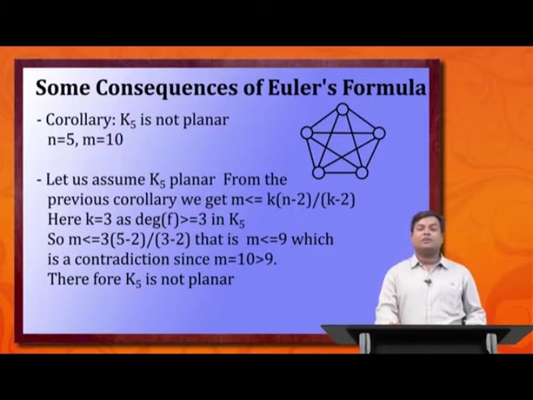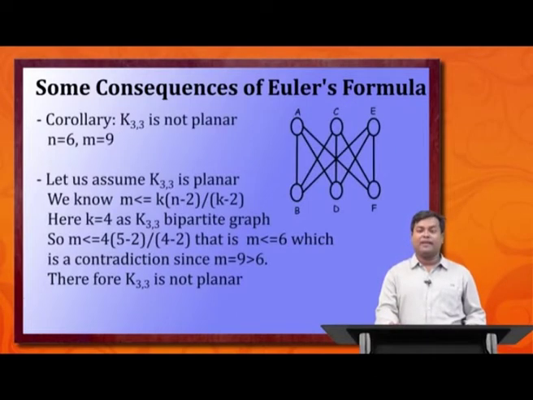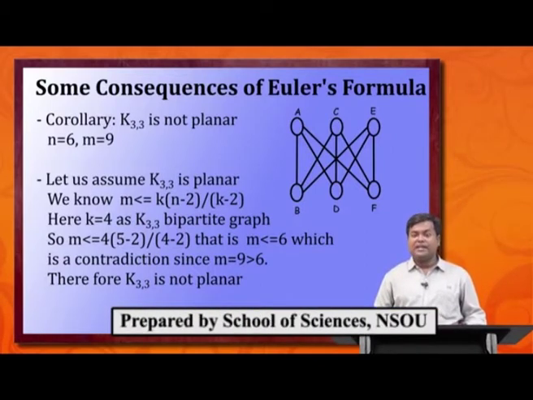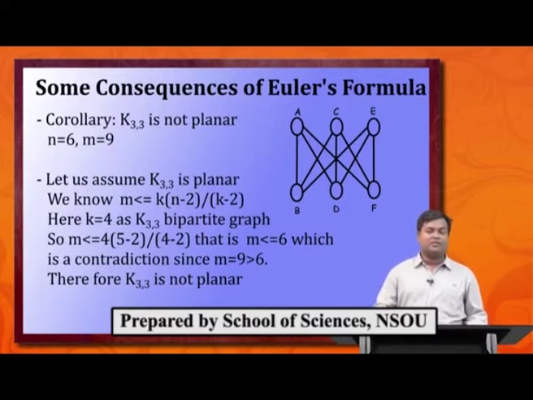Similarly, we can also say that K3,3 is not planar. Initially we assume that K3,3 is planar, and we use the similar inequality. Since it is a bipartite graph, every phase will contain 4 or more edges. So if I replace the value of k with 4 in the inequality, we get m less than or equal to 6, but that is a contradiction. So our assumption is wrong.